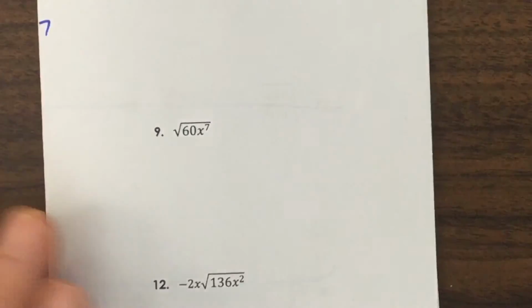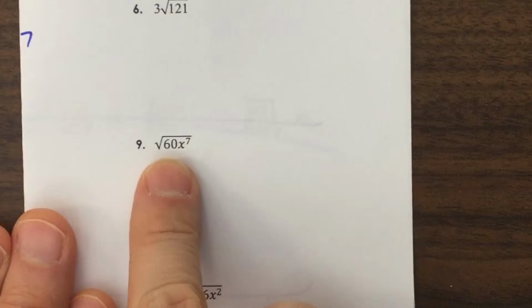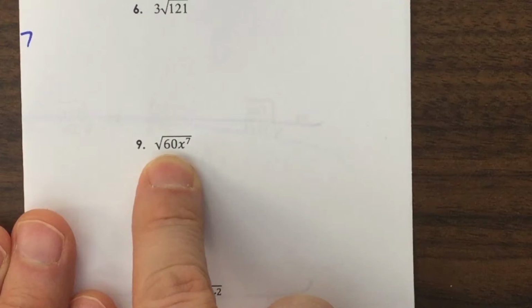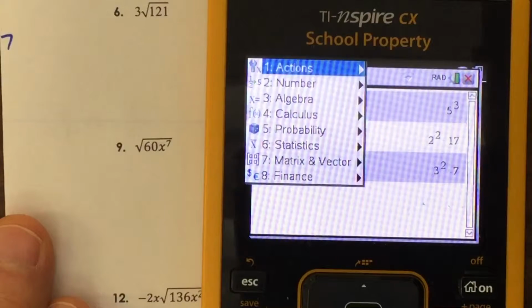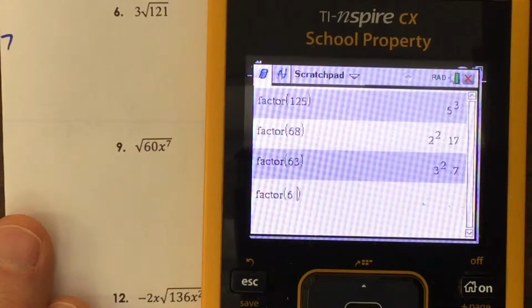Let's take a look at number 9. Pretty similar. We have 60x to the 7th. I'm going to find my factors of 60.